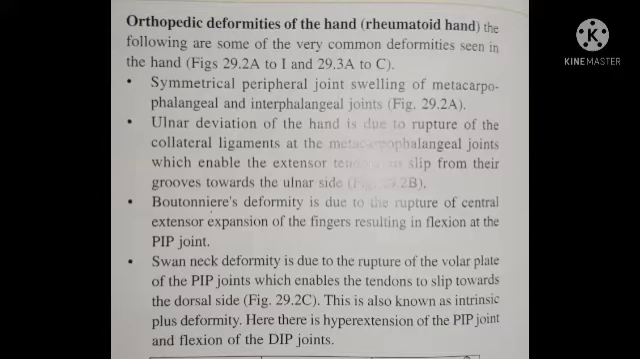Fig. 29.2b. Boutonniere's deformity is due to the rupture of central extensor expansion of the fingers, resulting in flexion at the PIP joint. Swan neck deformity is due to the rupture of the volar plate of the PIP joints, which enables the tendons to slip towards the dorsal side. Fig. 29.2c. This is also known as intrinsic plus deformity. Here there is hyperextension of the PIP joint and flexion of the DIP joints.